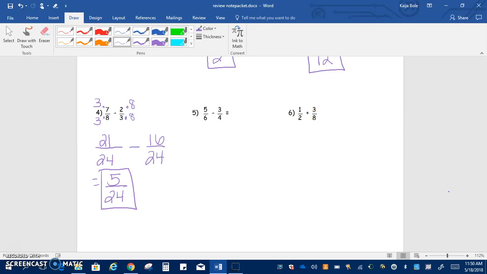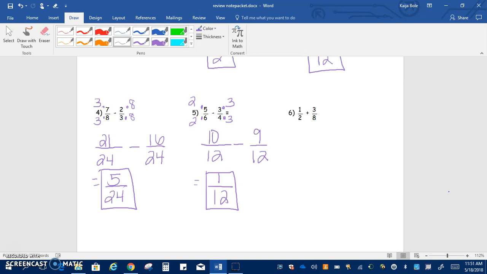Number 5 here, I've got a 6 and a 4, so you might not see it at first, but you can make both of these 12. And even if you went bigger, like 24, you just have to simplify more in the end. So to get from 6 to 12, we multiply by 2 on the bottom, so then on the top, 2 times 5 is 10. To get from 4 to 12, you multiply by 3 on the bottom and the top, so I'd have 9/12. 10 minus 9 is 1, so I'd have 1/12 as my final answer.